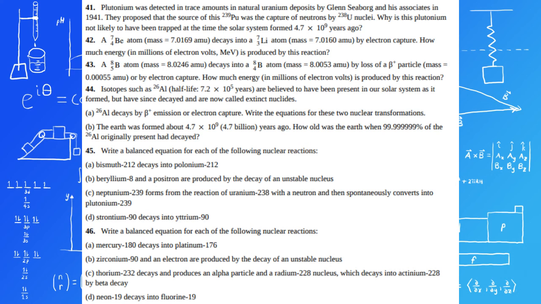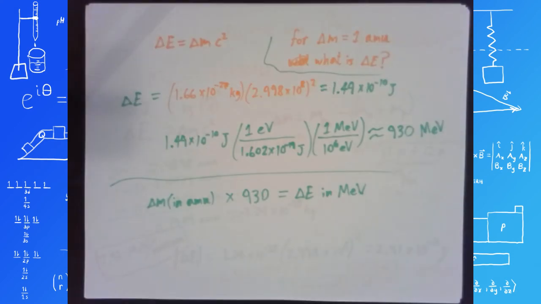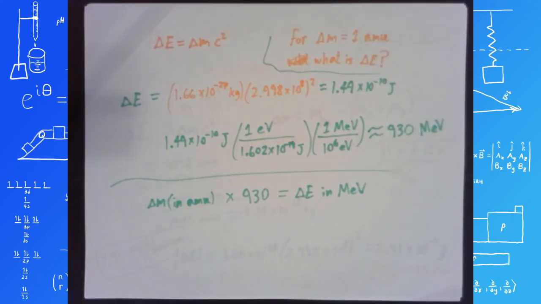So 42 and 43 are basically the same problem. So really it's kind of thermochemistry, but using Einstein's equation. So 42 says a beryllium-7 atom with a mass of 7.0169 AMUs decays into a lithium-7 atom with a mass of 7.0160 AMUs by electron capture. How much energy in millions of electron volts is produced by this reaction? So, same as what you've done in thermochemistry and thermodynamics. Final energy minus initial energy equals change in energy.